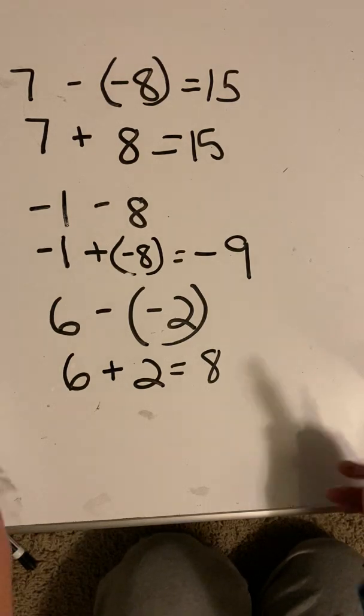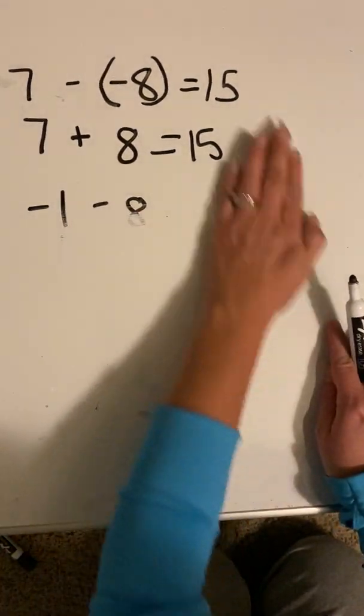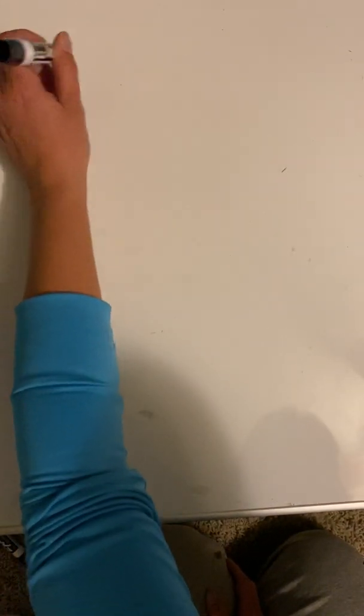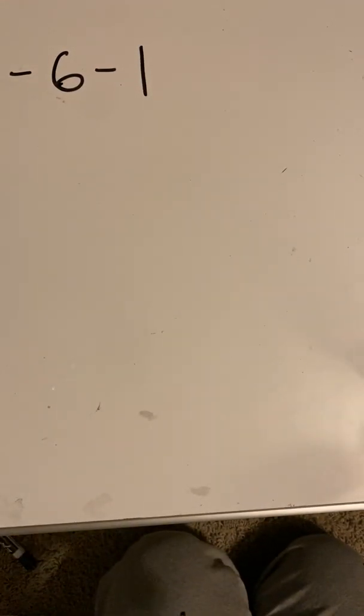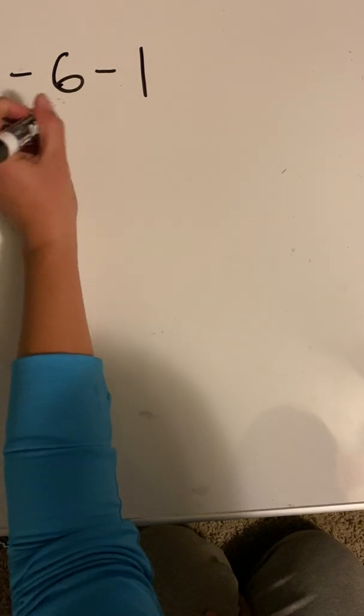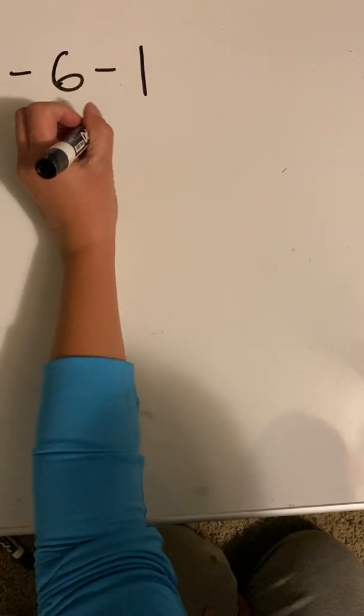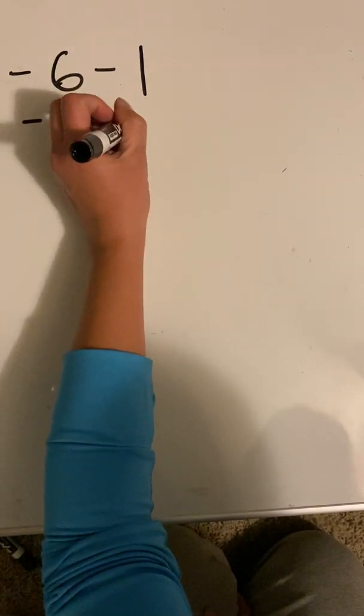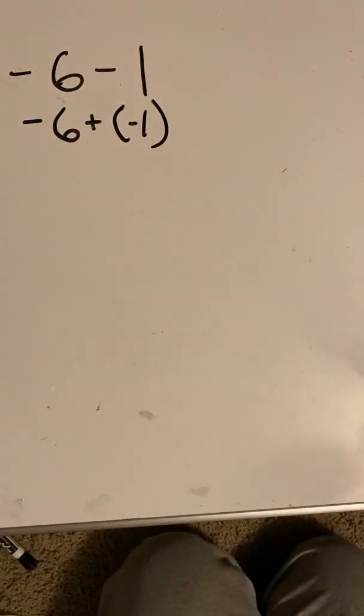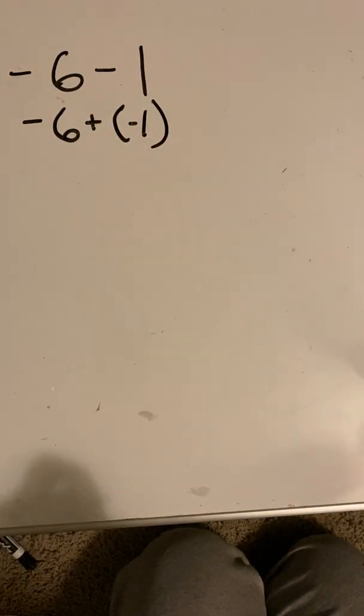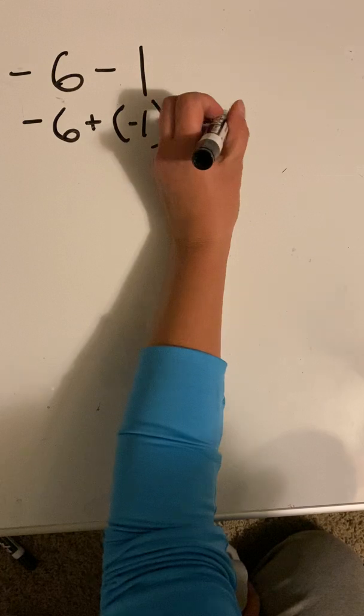Okay, let me do a couple more examples. -6 minus 1. Okay, so leave the first number alone. Subtraction changes to addition. This is +1, so this goes -1. Adding, they're both negative, so we add and keep the sign, so that means this is going to be -7.